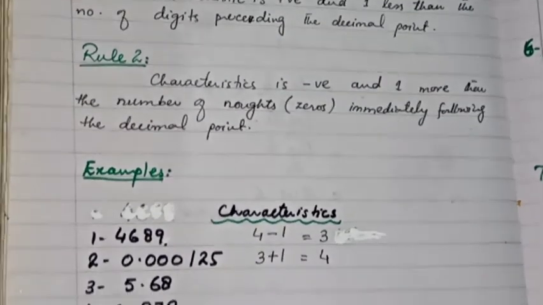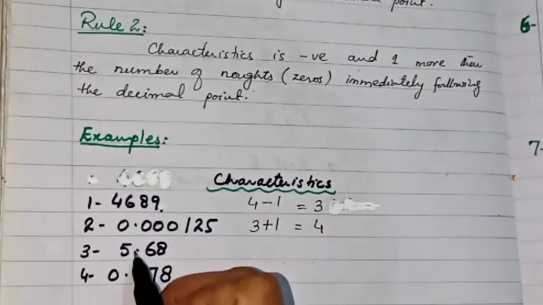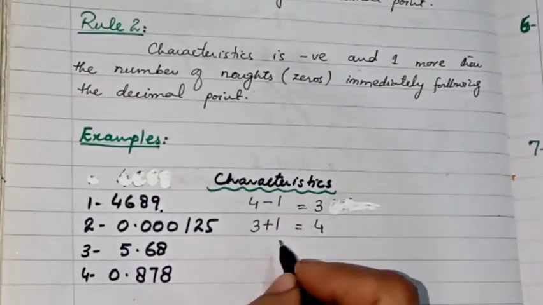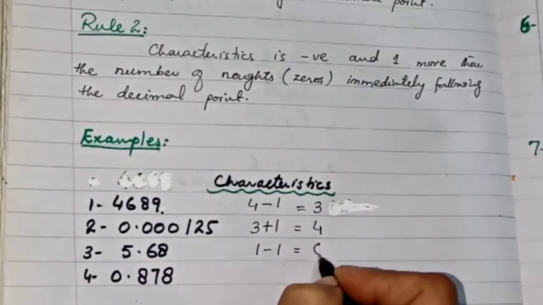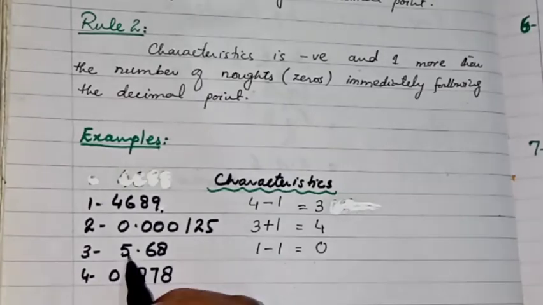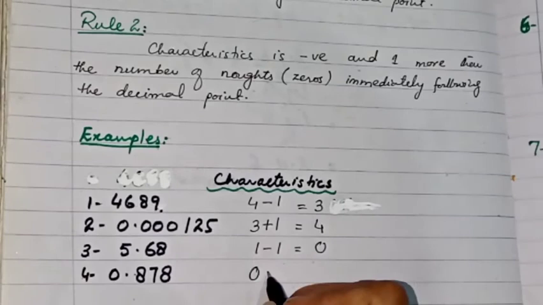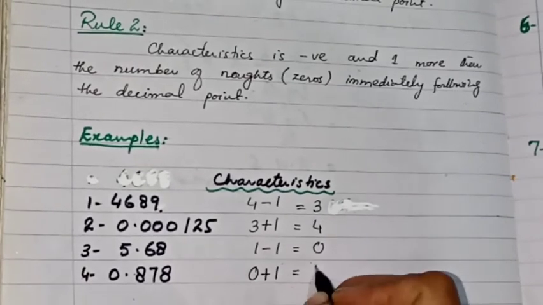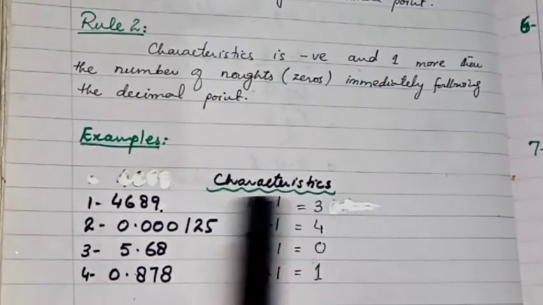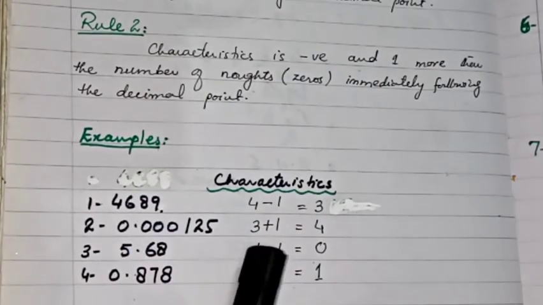Similarly for this one, how many digits are there? There is 1 digit preceding the decimal point, so it will be 1 minus 1, that is 0. Characteristic will be 0 then. And in this situation, you can see there is no 0 present. We have to write 0 plus 1, so it will be 1. This way we can find out the characteristic without converting the number into scientific notation.